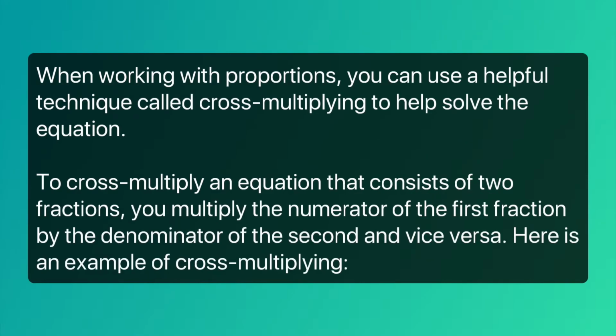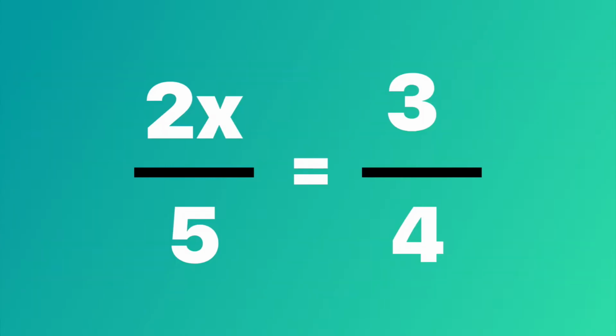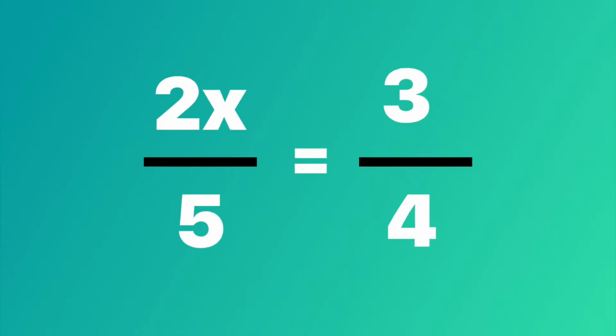When working with proportions, you can use a helpful technique called cross-multiplying to help solve the equation. To cross-multiply an equation that consists of two fractions, you multiply the numerator of the first fraction by the denominator of the second, and vice versa. Here's an example of cross-multiplying. By cross-multiplying, you'd end up rearranging the problem to 2x times 4 and 3 times 5. Simplifying again, you would get 8x equals 15.